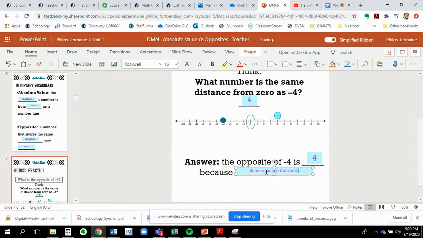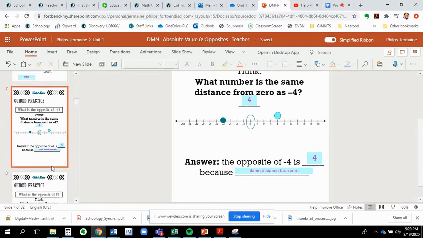Same distance from 0. When I look at my number line, I can see that -4 is 1, 2, 3, 4 spaces away from 0. As well, 4 on the positive side is 1, 2, 3, 4 spaces away from 0. They're both 4 spaces away from 0, therefore they are the opposites of each other.